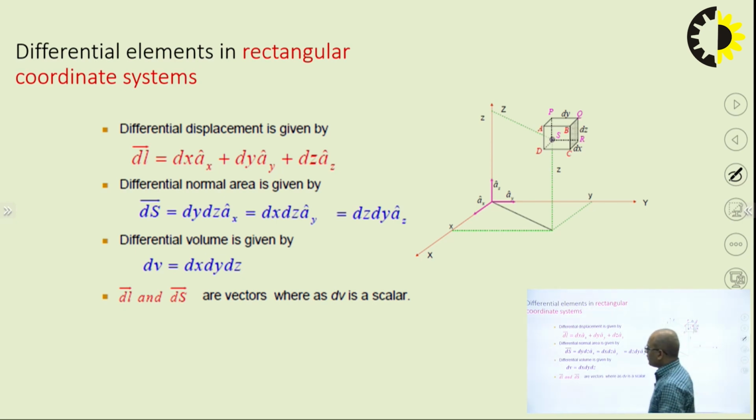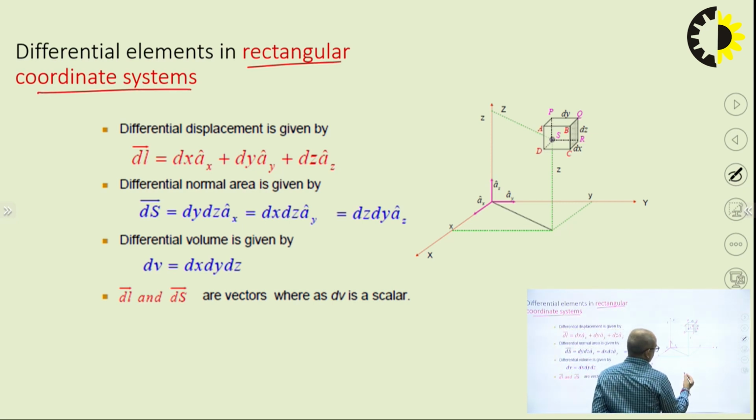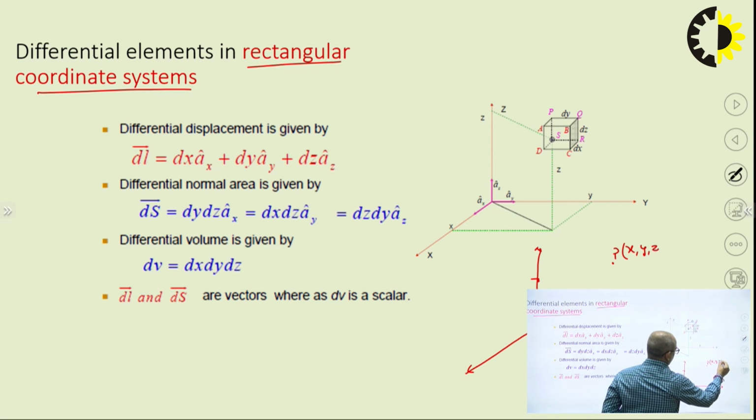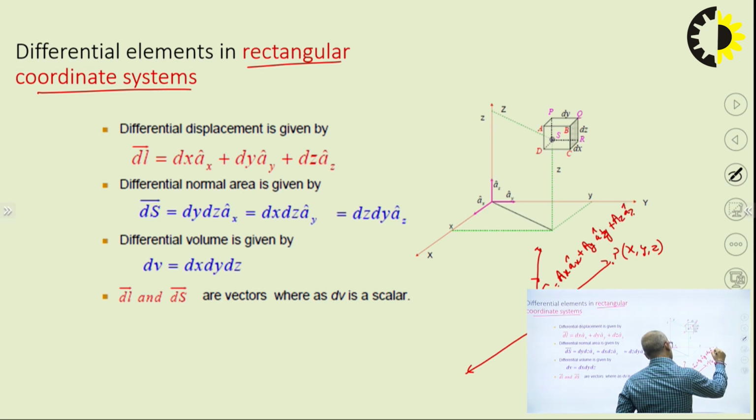Now let us say for the rectangular coordinate system, if I say this is a point P which has coordinates x, y, and z, and a vector A is Ax a cap x plus Ay a cap y plus Az a cap z.